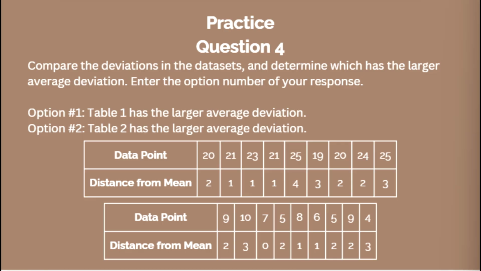We have 2 plus 1 plus 1 plus 1 plus 4 plus 3 plus 2 plus 2 plus 3 divided by 1, 2, 3, 4, 5, 6, 7, 8, 9. 19 divided by 9 gives us 2.1, and that repeats forever, but I'm just rounding it. Let's do the next one. We have 2 plus 3 plus 0 plus 2 plus 1 plus 1 plus 2 plus 2 plus 3 gives us 16. Divided by 9 gives us 1.8 if we round it. So this one is more spread out and it has the larger average deviation.